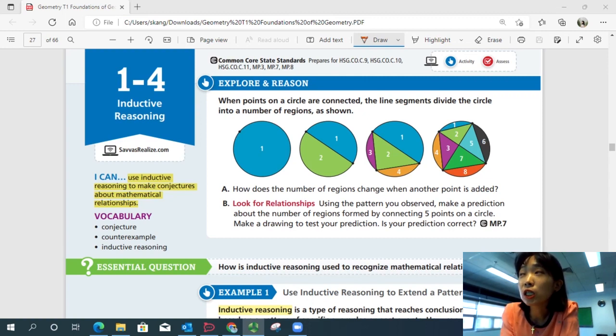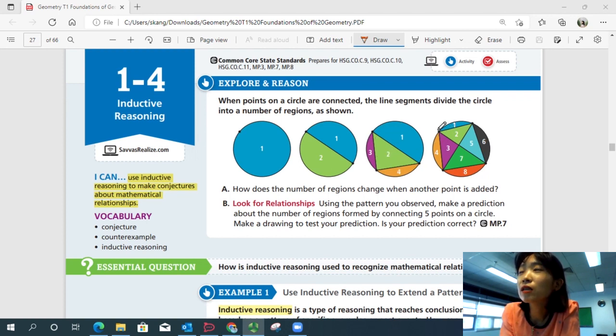When points on a circle are connected, the line segments divide the circle into a number of regions, as shown. So if you look at the figures, we start with one circle, and then we have different chords that divide each section. On the second circle, we have one chord, and then we have two sections. And then the third circle, we have 1, 2, 3 chords. We have 1, 2, 3, 4 sections.